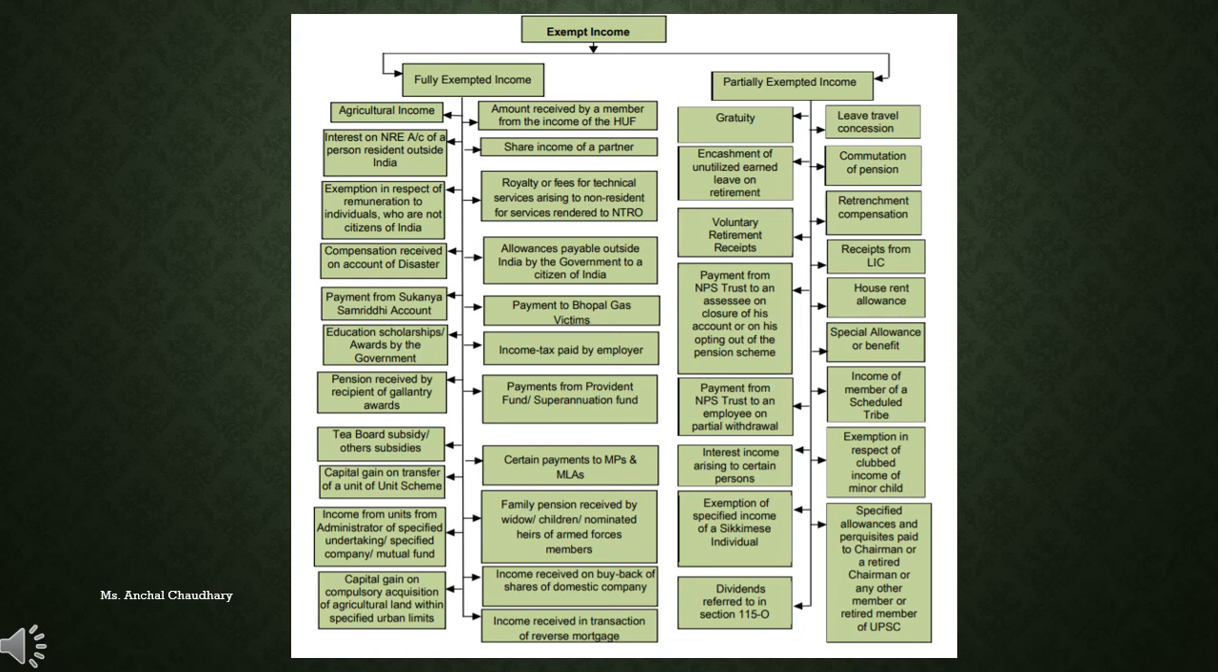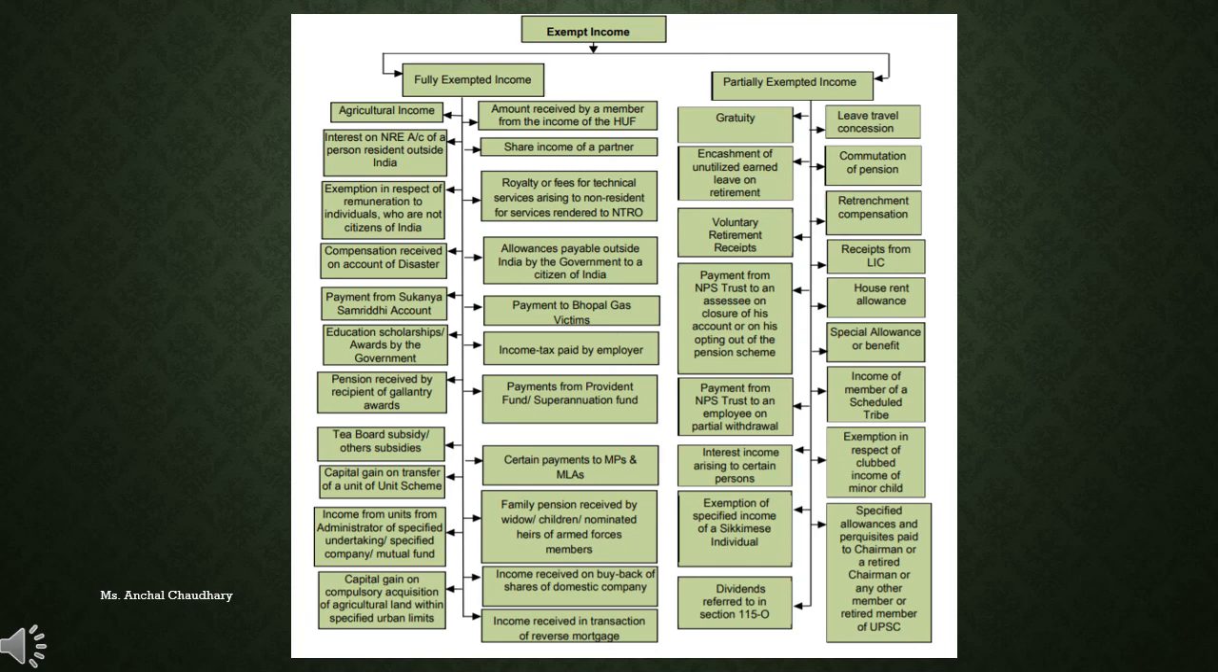And in case of partially exempted income, these are the incomes: gratuity, leave travel concession, encashment of unutilized earned leave on retirement, commutation of pension, voluntary retirement receipts, retrenchment compensation, receipts from LIC, house rent allowances, special allowance or benefit, payment from NPS trust to an assessee, payment from NPS trust to an employee, income of member of a scheduled tribe, interest income arising to certain persons, exemptions in respect of clubbed income, exemption of a specific income of Sikkimese individual, specified allowance and perquisite paid to chairman or a retired chairman, and last is dividend referred to in section 115.